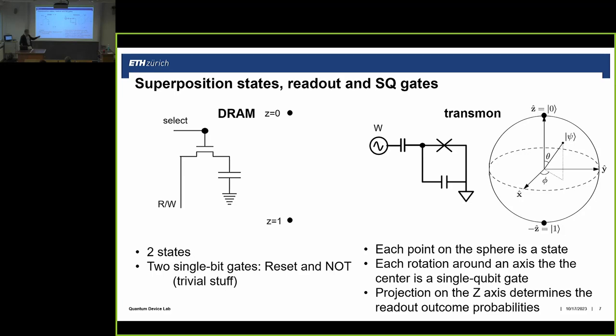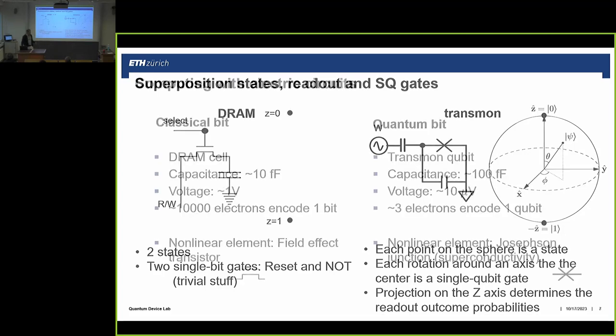And operations are rotations of that. You have a vector here, right? Any rotation around an axis going through the center of the sphere is a single-qubit gate. So you've got an infinite number of gates available, not just two.